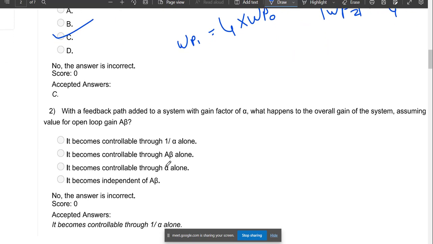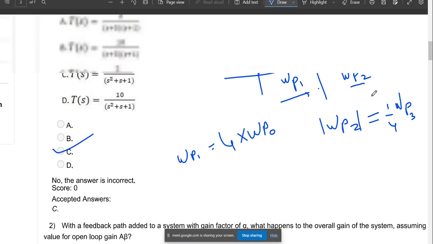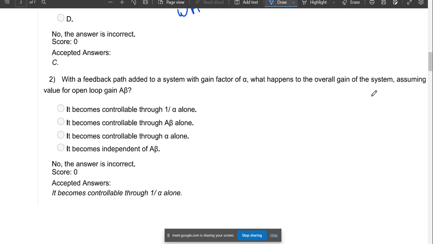Now let's go to the second question. The second question here is: with a feedback path added to a system with gain factor of alpha, what happens to the overall gain of the system, assuming a value for the open loop gain alpha beta?